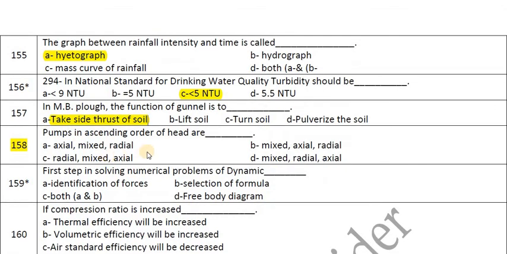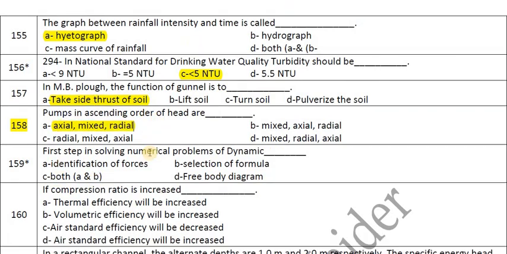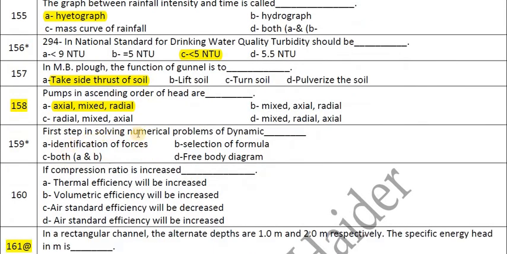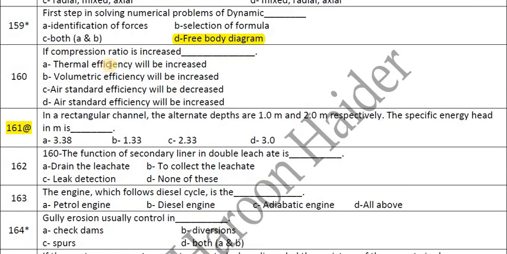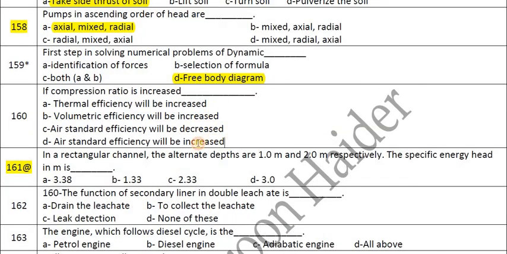Pumps in ascending order of heads are axial, mixed, and radial. First step in solving numerical problem of dynamics is free body diagram. If the compression ratio is increased, the air standard efficiency will also be increased. In the rectangular channel, the alternate depths are 1 meter and 2 meter respectively. The specific energy head is 2.33.